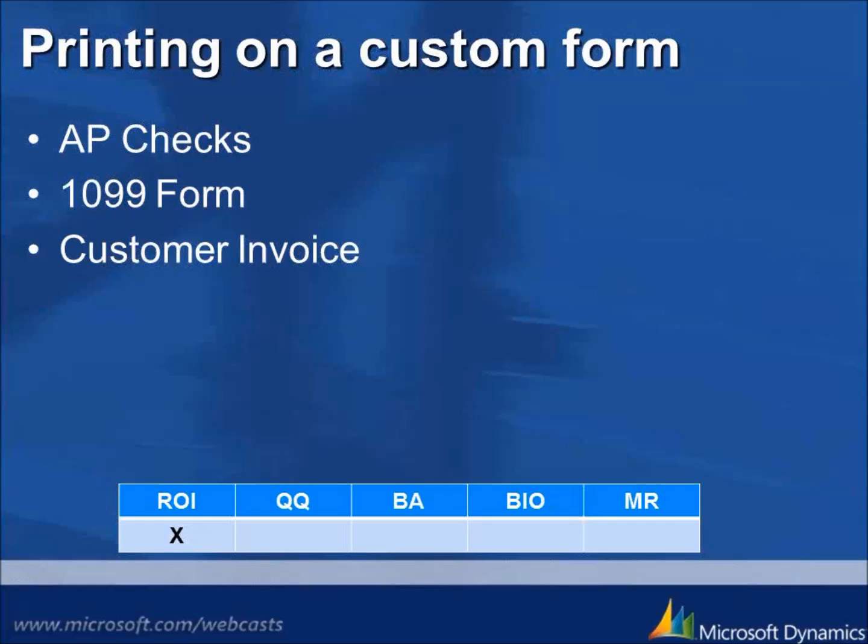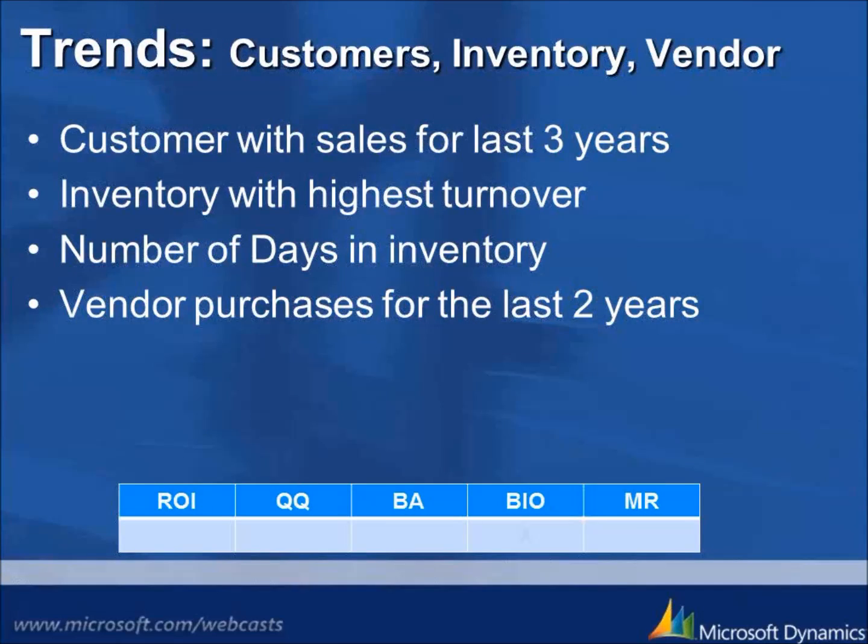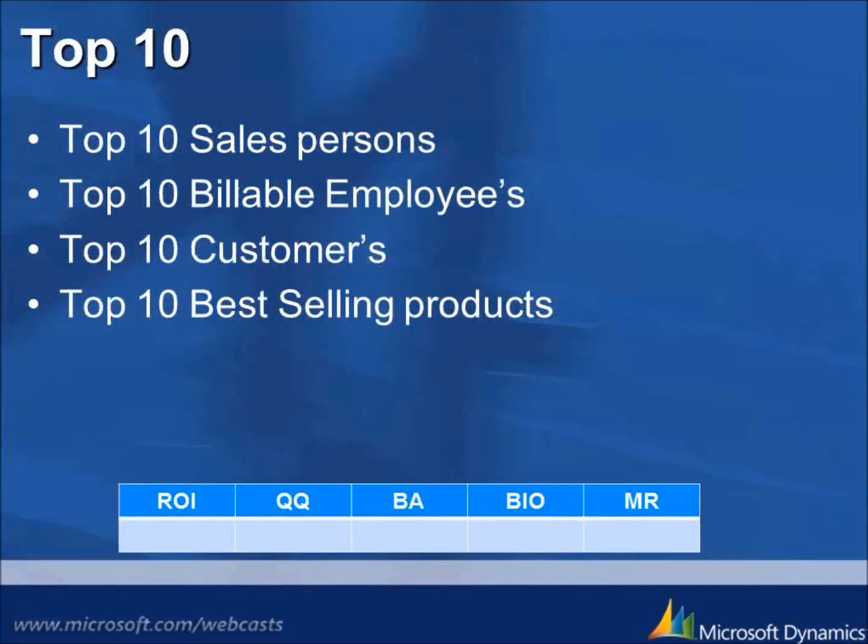The next one is if you're looking for trends, like customer, inventory, or vendor trends. These are not things I'm looking for transactional. I want to see the trends over the past year. And the best area to go to would be our BI product to look for trending. Also, top 10 salespersons, top 10 billable employees. Again, we would definitely recommend that the BI product is the best way to do that.